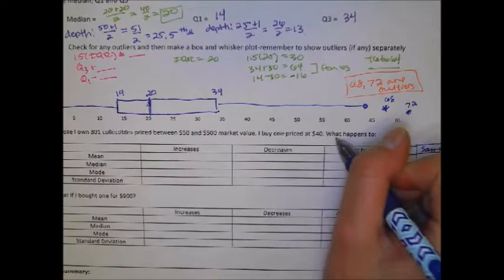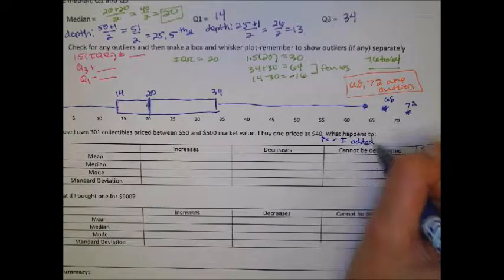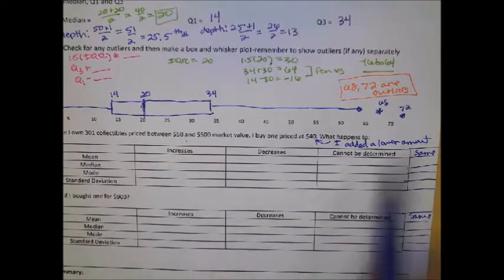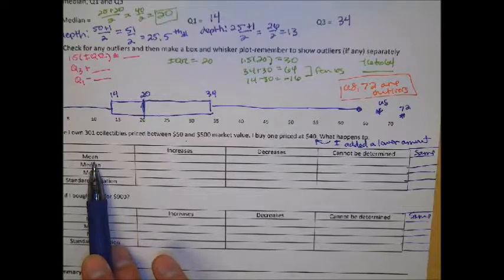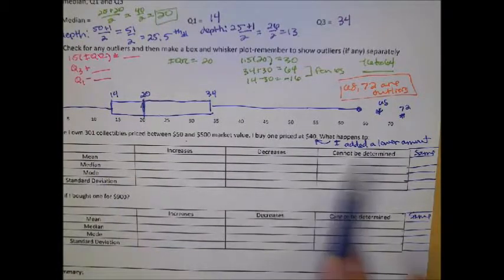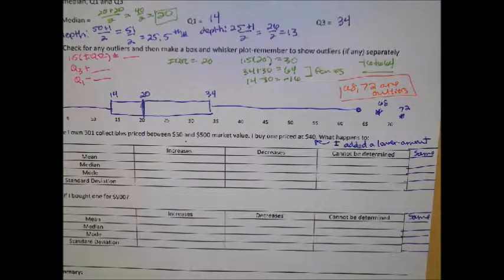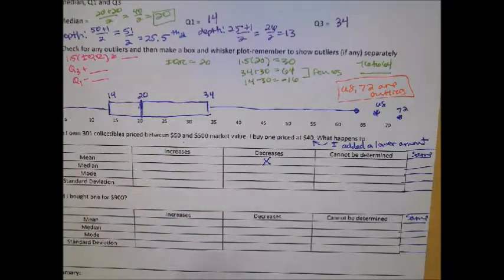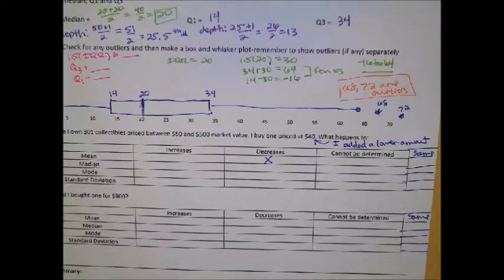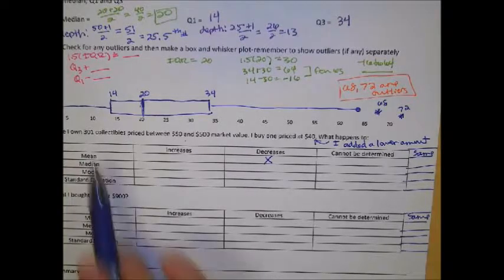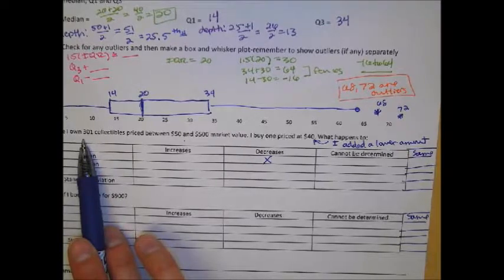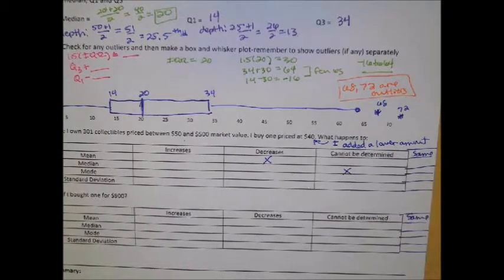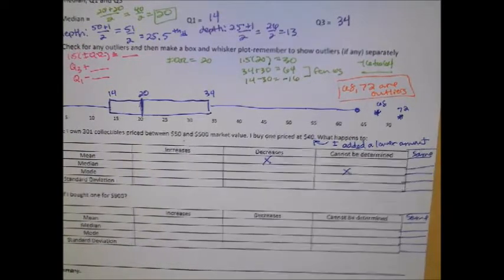So let's think about this. I added a lower amount to my group. If I add a lower amount, should the mean increase, decrease, or stay the same? The mean should decrease because it's lower, so it's going to bring it down. What should happen to the median? Well, we now have 302 items, but we don't know. In the middle, we could have a lot of the same number, so it couldn't really change, or it could increase. We don't really know. We would need to look at all the data.